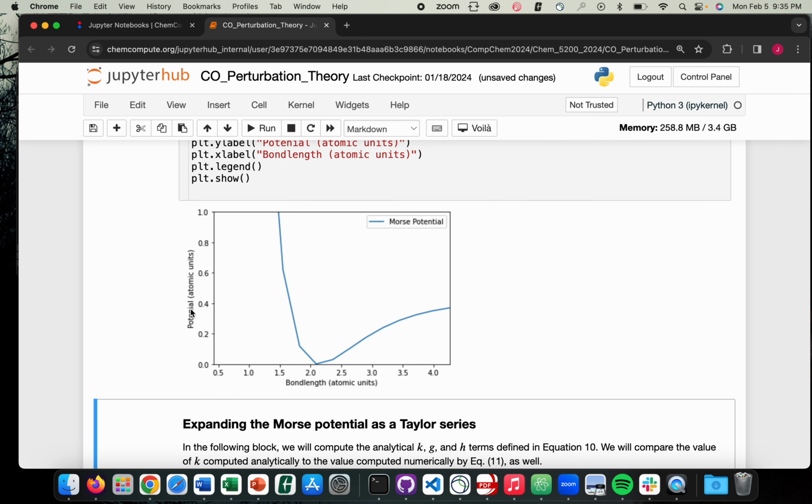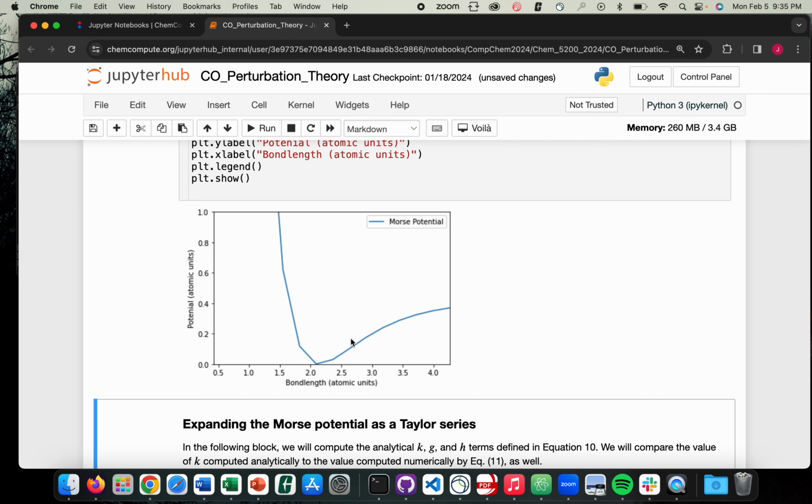Okay. So the potential in atomic units is along the y-axis. The bond length in atomic units is along the x-axis. And this is what we get. So this is the Morse potential. This looks how it should look, okay? So everything seems good.